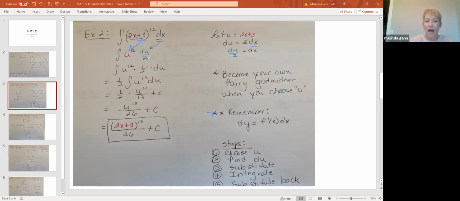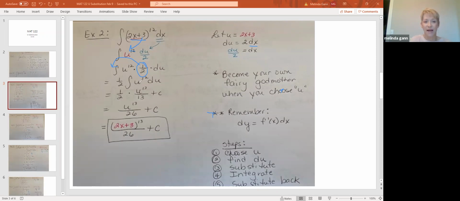Now remember, I won't always write it out, but I wrote it to make sure you understand. Du divided by 2 is the same thing as 1/2 times du. And see, I don't really need this number. So remember what we said we can do with numbers. If we want to, we can pull them out front. So that's what I did. I pulled that 1/2 out front. So I just had u to the 12th du. So I made my own wish come true.